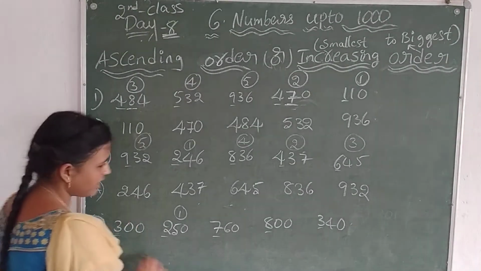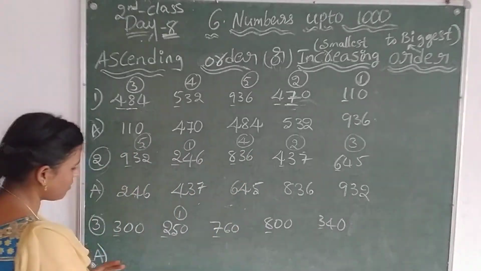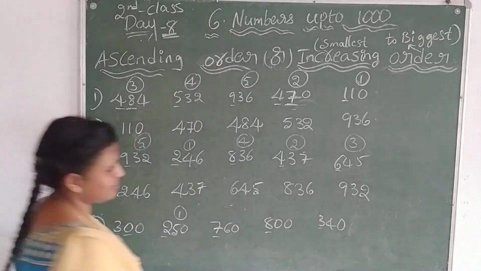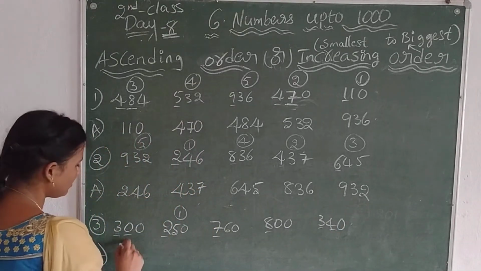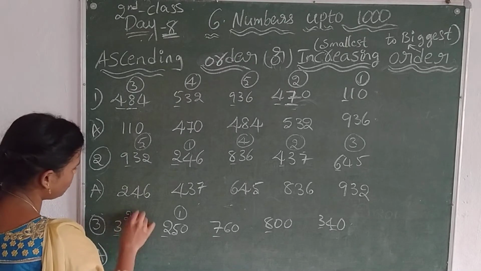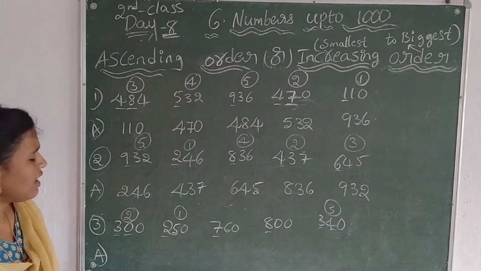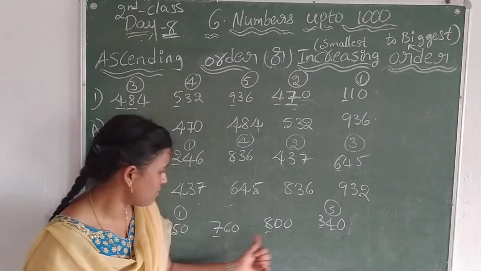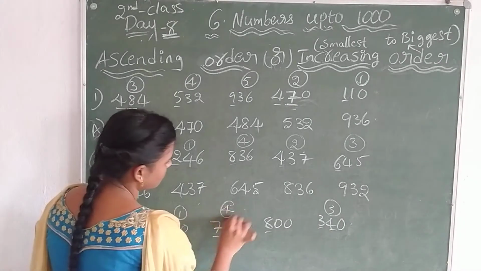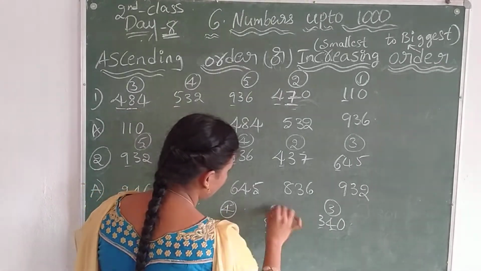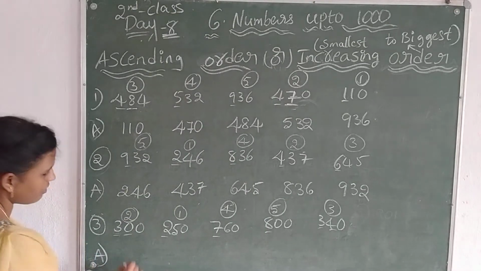Okay, that's why take this number and this number and check the left side second digit. Here 0 and here 4. Which is smaller? This is smaller. That's why give 2 here and give 3 here. Okay, let's check 7 and 8. Which is smaller? 7 is smaller. Give 4. And see here, this is 8. Fifth one. So from 1 to 5, write down.